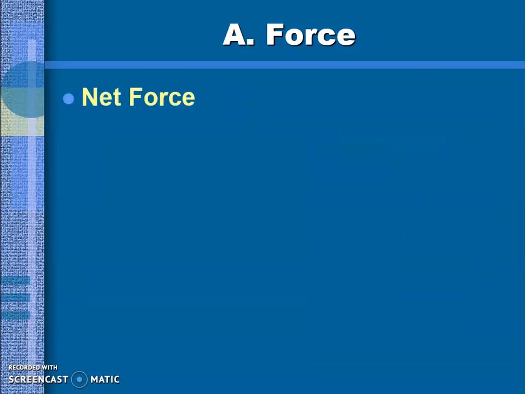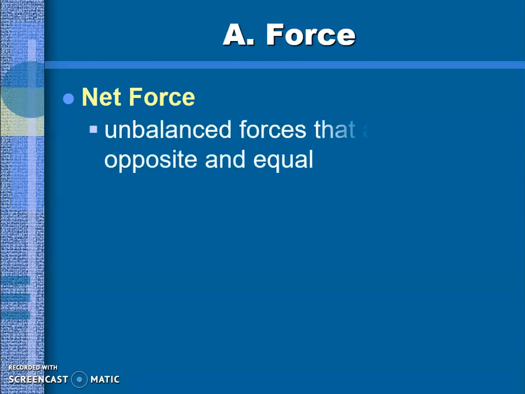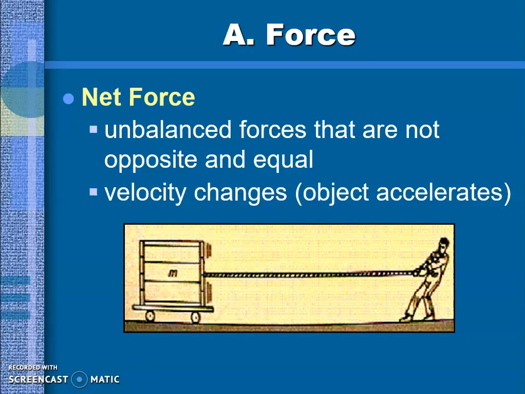But you can also have a net force. This is when the forces acting on an object are unbalanced. That may mean that they are not opposite, or it may mean that they are not equal. So you may have opposite forces acting on each other, but if one is stronger than the other, they're not equal, then we are going to see a change. There is going to be a change in velocity. The object will accelerate, or the object will move.